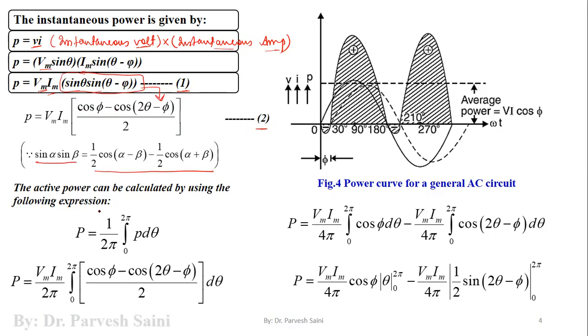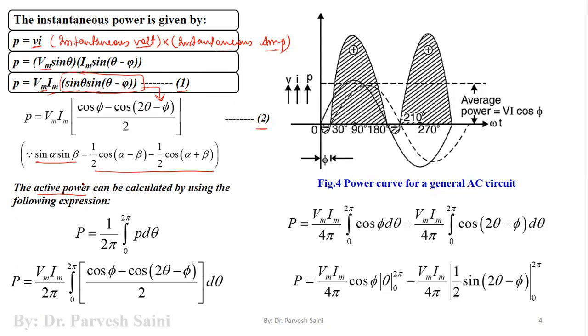Now, how do we calculate the active power? Active power is basically the average power that is absorbed by the circuit. This is also one of the definitions of active power. Active power is actually the power which is dissipated by the circuit. So we can say absorbed power, dissipated power, utilized power, or consumed power.